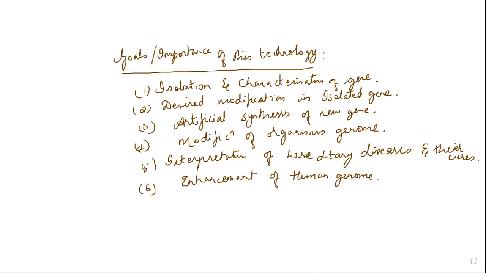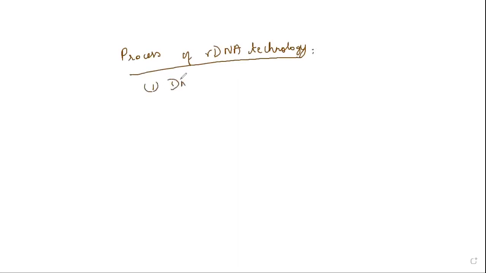Now, let us see the process of rDNA technology in brief. The first process is isolation of DNA. DNA is isolated in pure form, which means it is devoid of any other macromolecules.